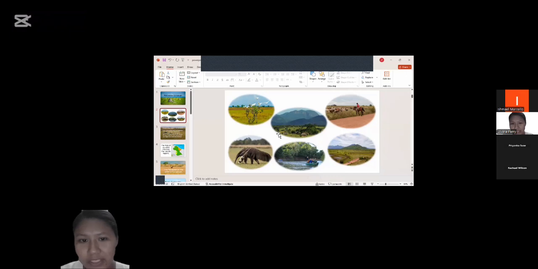Anyone ready to share their answer? Yes, Miss. One picture showcases the wildlife found within the interior savannah. Very good. And which picture is that? That's the giant anteater. Excellent. Anybody else?